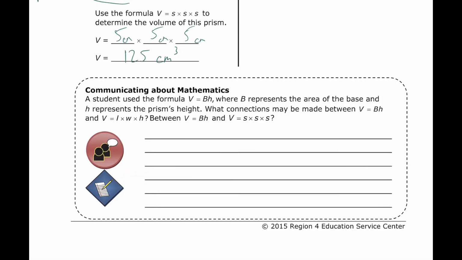Formula volume equals base area times height. What connections can be made between volume equals base area times height and volume equals length times width times height? Well, they're the exact same thing. And what connections can be made between volume equals base area times height and volume equals side times side times side? Well, this only works for a cube. And so what we know is that this formula will always work no matter what. And so this is what you'll see for the next several years anyway.